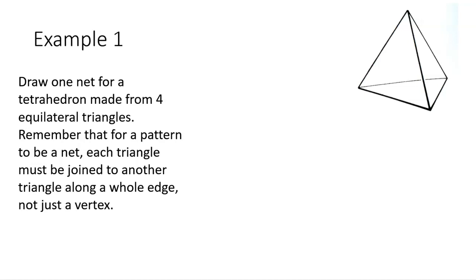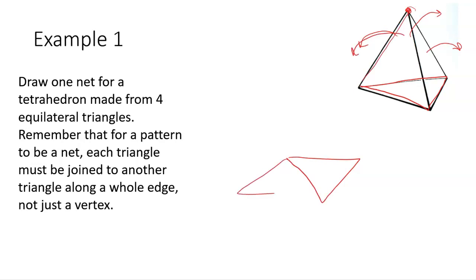So they want a net for this. I see I've got this base triangle here, and they're joining up here. So I imagine kind of taking these sides off. If I were to do that, I would have a triangle, and then over here, when this triangle came down, it would look something like that. And when this triangle came down, it would look something like that. When this triangle comes down, it's going to look something like that. That is one possible net for this tetrahedron.